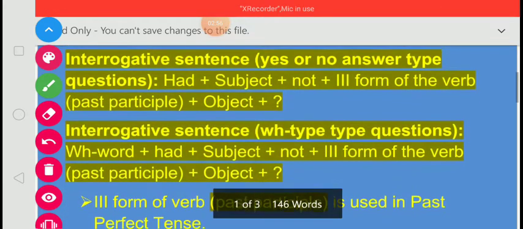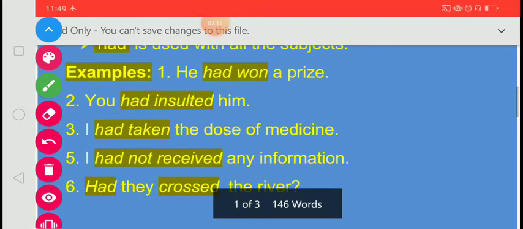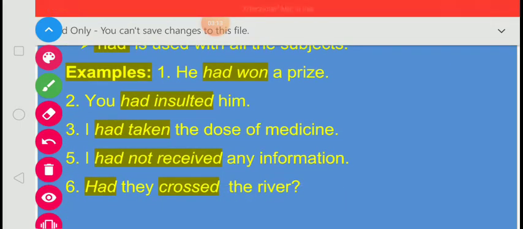Okay students, so what we have discussed: the third form of the verb, that is past participle, is used in past perfect, and had is used with all the subjects. Let us go through these examples. He had won a prize. You had insulted him. I had taken the dose of medicine. I had not received any information. Had they crossed the river?